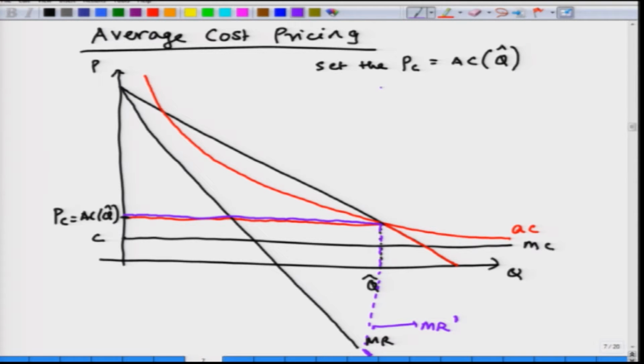When the monopolist sets the new marginal revenue equal to the marginal cost, notice the monopolist ends up producing q hat units, right. So, the monopolist will produce q hat units and will sell these q hat units at a price equal to PC. Now, the competitive output is q star, which is here. Our objective was to push the monopoly output towards the competitive output. The monopoly output is qm, which is here.